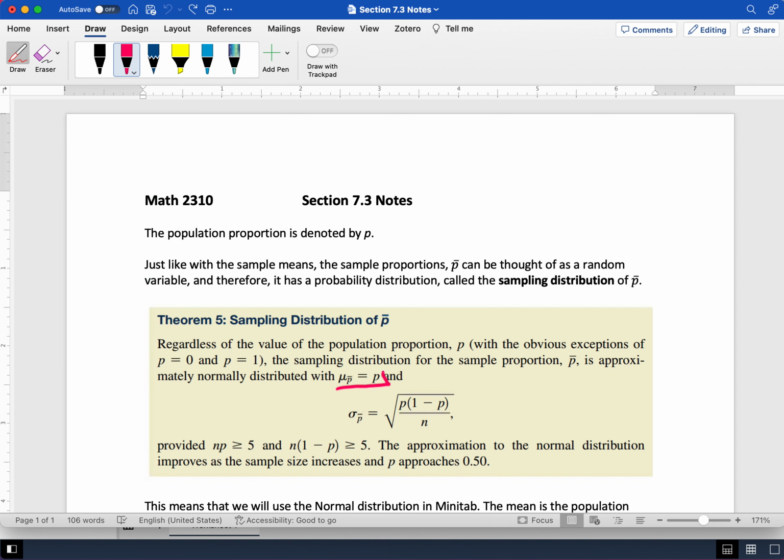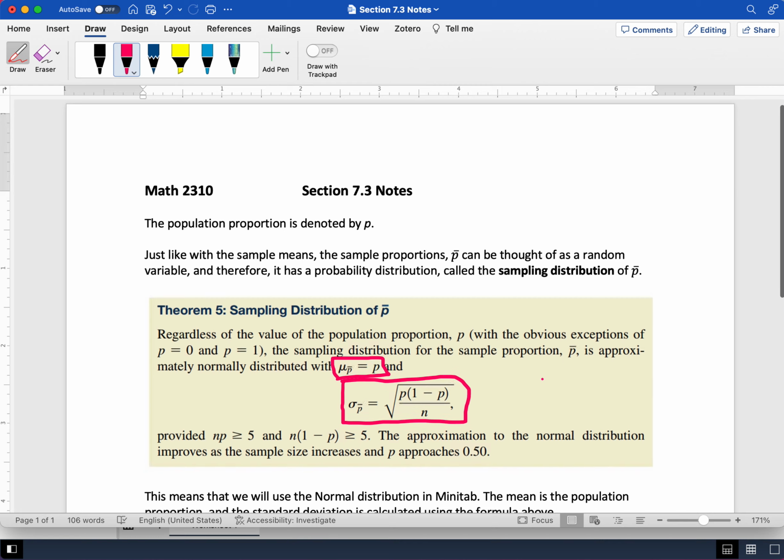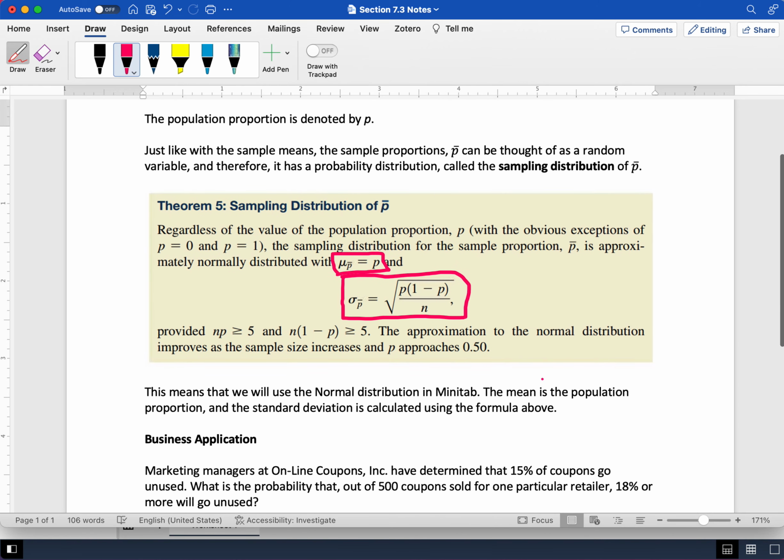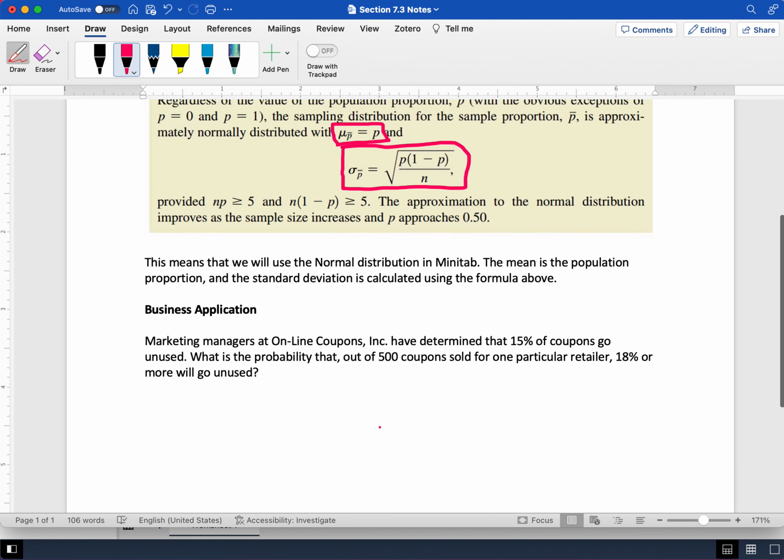I'm going to put boxes around these because these are important things to know here. Particularly this standard deviation formula, you're going to need to use for the problems that we're going to do. So we're going to use the normal distribution in Minitab. We're going to put in the proportion for the mean and this formula to calculate the standard deviation. So let's look at an example here.